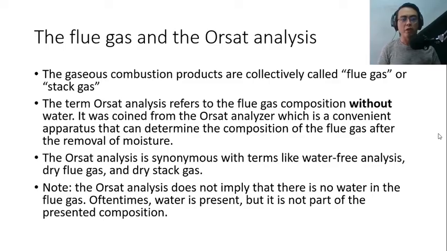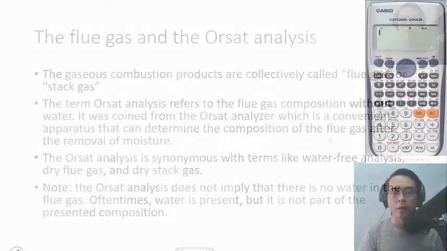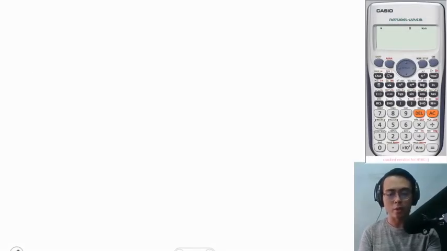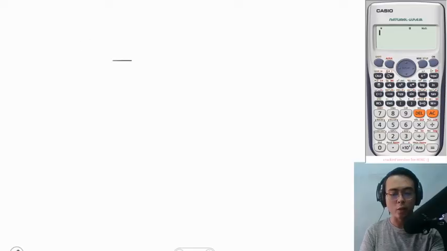Okay, let's briefly go into the flow chart of a combustion process before we discuss the flue gas. For combustion processes, normally the unit is called a burner.